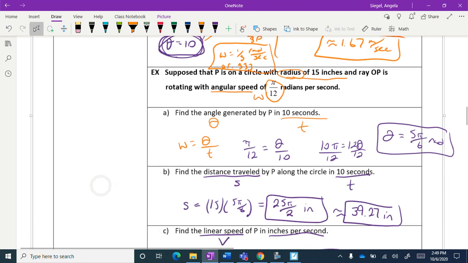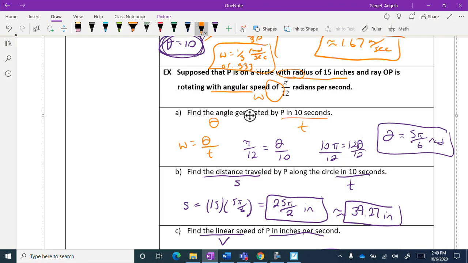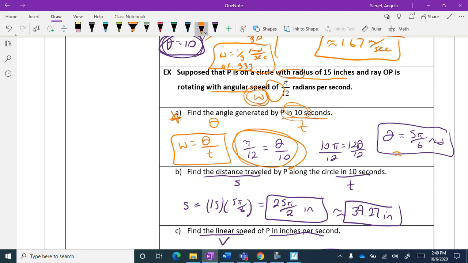Okay, so this is our first one that we're going to look at. I used this angle measure because I had omega and I had a T, and I was trying to find the angle. So I thought that this made the most sense. So I set it up as a proportion. I cross multiplied. You can change that into a decimal, but I just didn't do it.